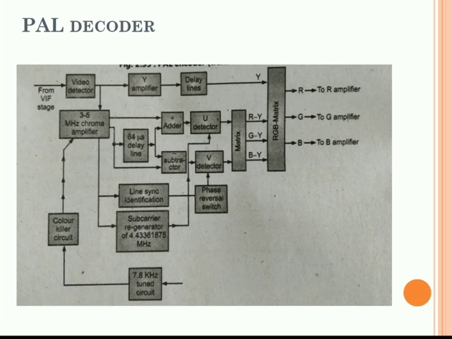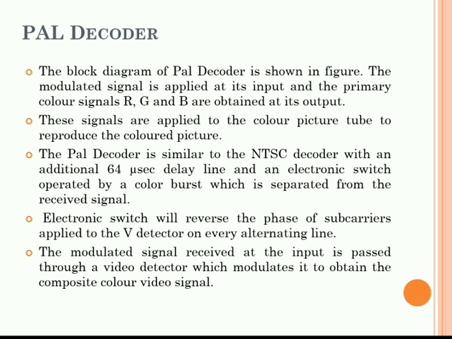We have seen here, this modulated signal is applied from the VIF stage, and at the output we have seen R, G and B signals. These signals are applied to the color picture tube to reproduce the colored picture, whatever process is done in the color picture tube. The PAL decoder is similar to the NTSC decoder, with an additional 64 microsecond delay line, except it is not done in the NTSC decoder. Here in the PAL decoder we are providing that additional 64 microsecond delay line.